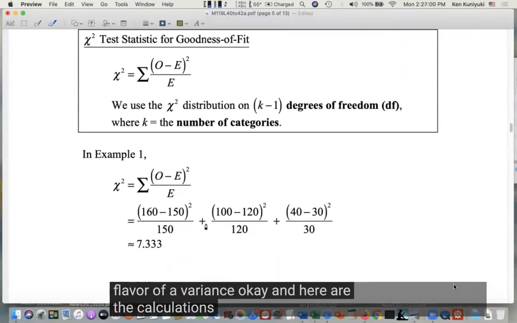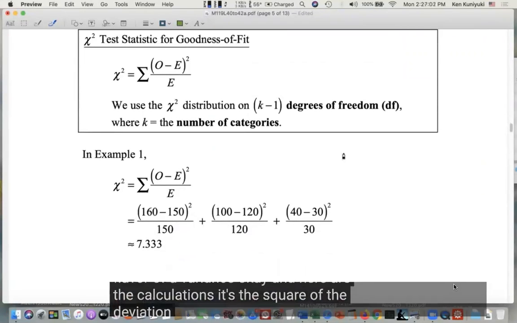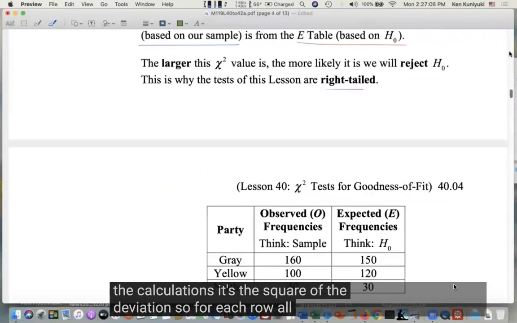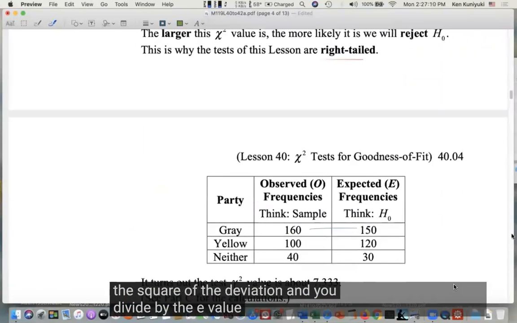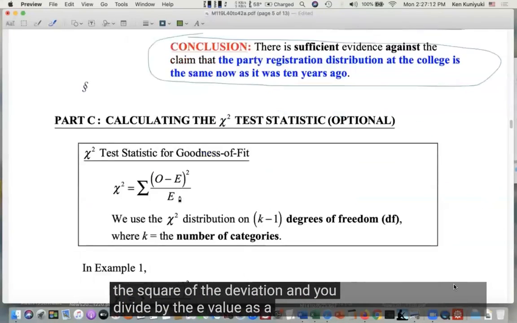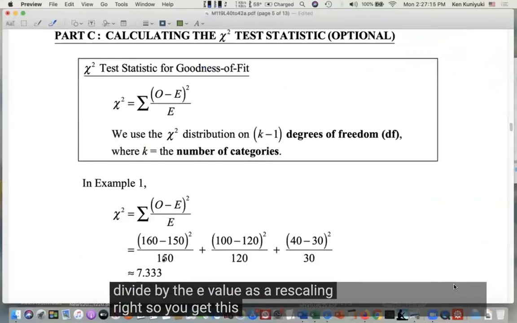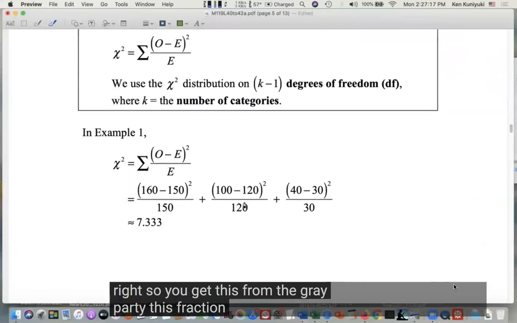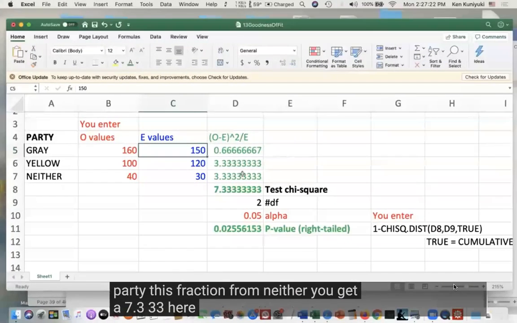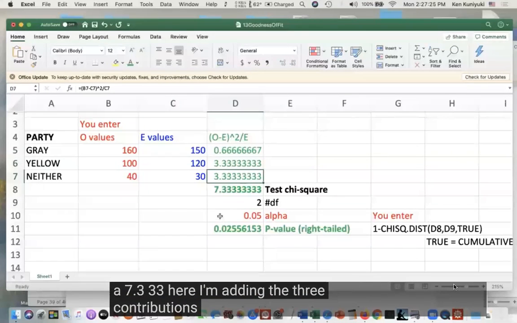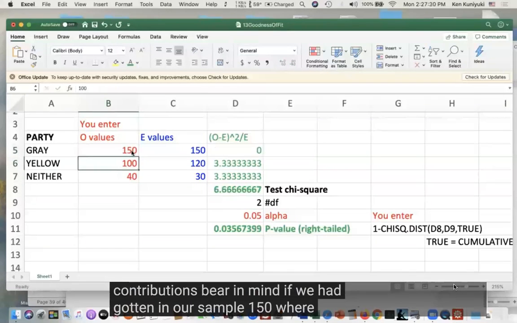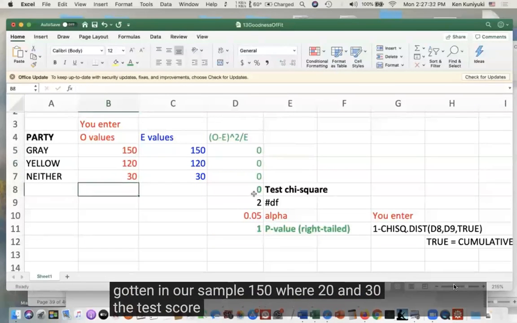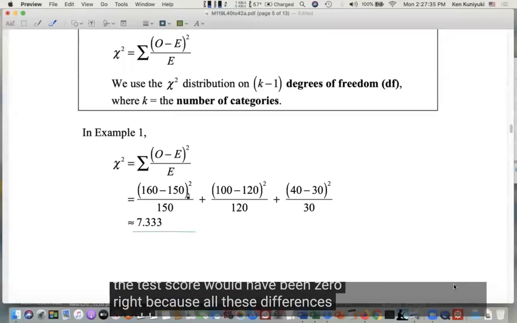Here are the calculations. It's the square of the deviation. So for each row, it's the square of the deviation, and you divide by the E value as a rescaling. So you get this fraction from the gray party, this fraction from the yellow party, this fraction from neither. You get 7.333. Here I'm adding the three contributions. Bear in mind, if we had gotten in our sample 150, 120, and 30, the test chi-square would have been 0, because all these differences would have been 0.